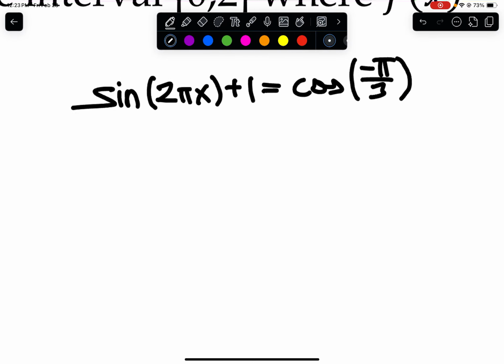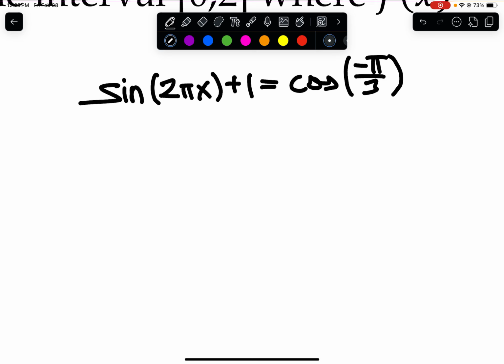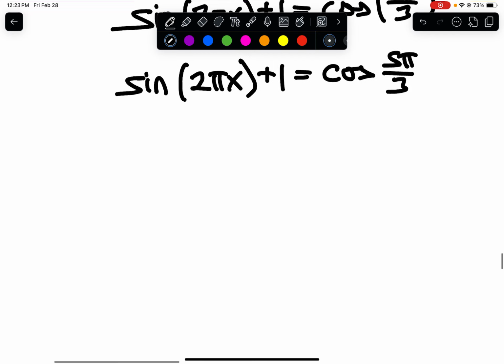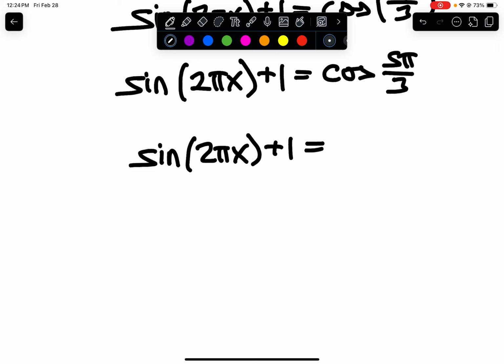So just like before, you can find a coterminal angle if you're not comfortable with using negatives. So just in case, this is going to be sine of 2 pi x plus 1, and that is the same as doing cosine of 5 pi over 3. So in case you prefer working with just positives, there you go. So now I'm going to evaluate. Sine of 2 pi x plus 1 is going to give you cosine of 5 pi over 3, which is going to be equal to 1/2.